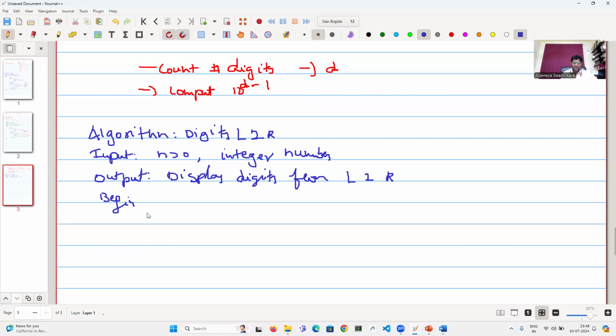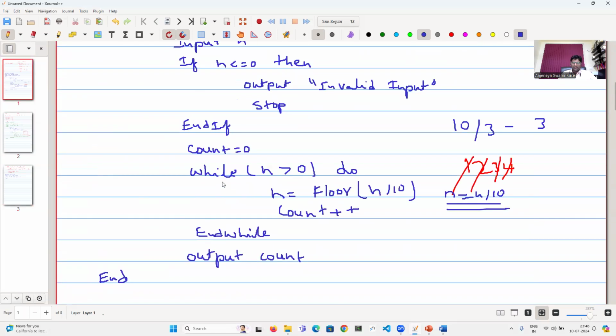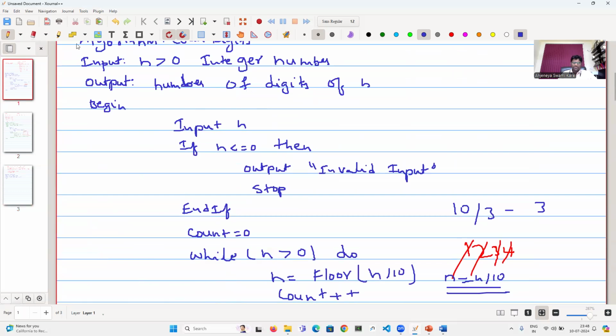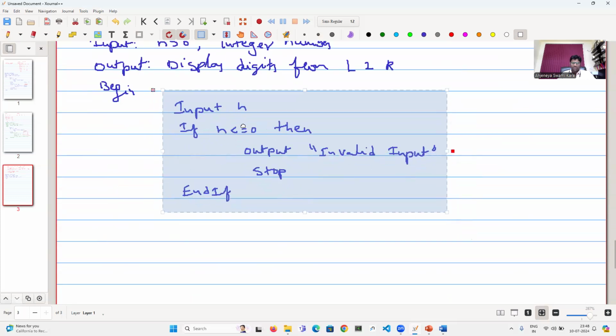So we have input n and input validation. Let us take that from here. This is very similar to here. Input n. If n is invalid, we will print an error and stop the program. Otherwise, what we need to do? We need to count the number of digits first.